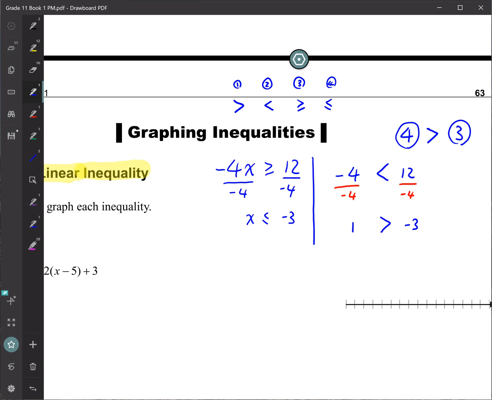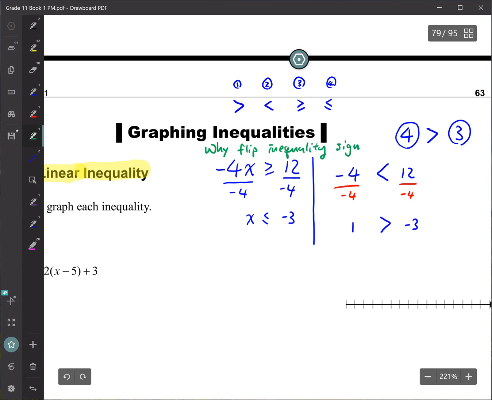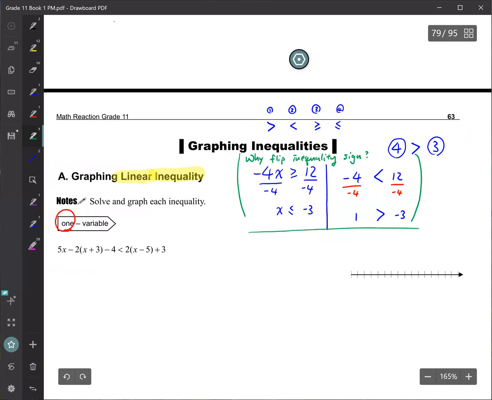Okay, so remember, you need to flip the inequality sign if you divide or multiply by negative on both sides. Okay, so you can write this down over here, right? Flip inequality sign. Okay, so this is just a review, right? Some of you have learned it before. If not, okay, then this is something you need to know.